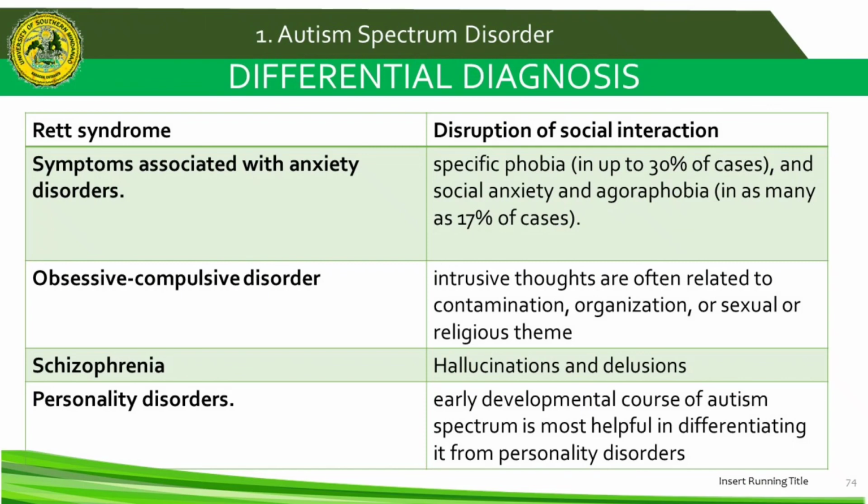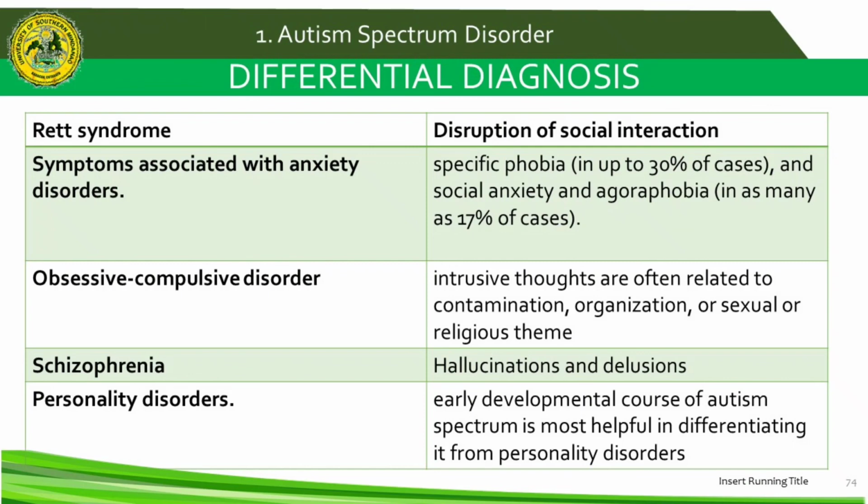For obsessive compulsive disorder, repetitive behavior is a defining feature of both obsessive compulsive disorder and autism spectrum disorder. In both conditions, repetitive behaviors are considered to be inappropriate or odd. In obsessive compulsive disorder, intrusive thoughts are often related to contamination, organization, or sexual or religious themes.